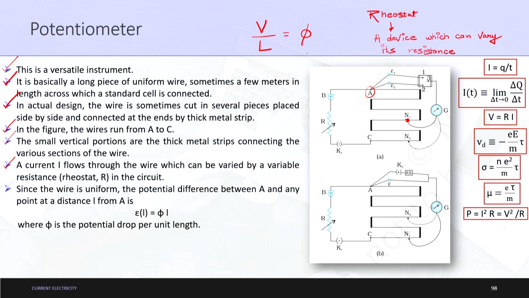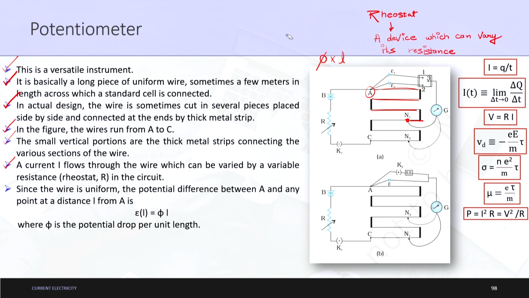So if we need to find the potential drop up to a point, if we sum up the lengths and get a smaller length, it is nothing but phi multiplied by L. Hence this has also been explained: the potential difference between A and any point at a distance L from A is epsilon L, which is equal to phi into L, where phi is the potential drop per unit length.